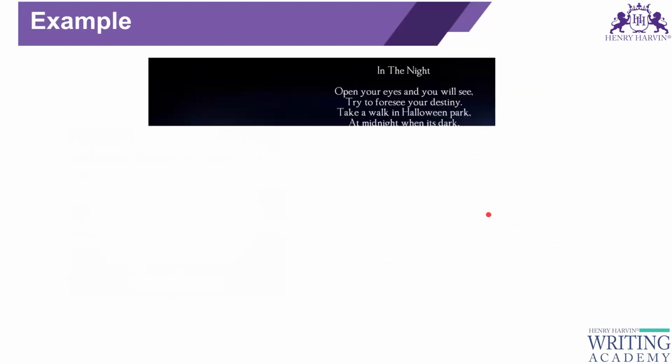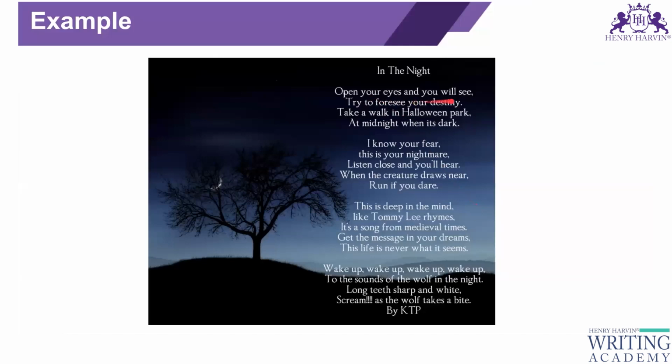Okay, you have suspense here. Open your eyes and you will see. Try to foresee your destiny. Take a walk in Halloween Park at midnight when it's dark. I know your fear. This is your nightmare. Listen close and you will hear. When the creature draws near, run if you dare. Okay, so this is a suspense or horror type of example here.